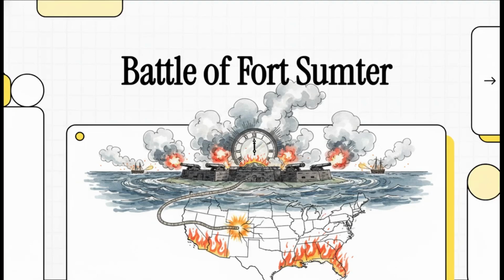Welcome to this explainer. I am so excited to dive into this one with you today. We are looking at the Battle of Fort Sumter, a ticking clock. This is the story of one of the most dramatic, incredibly claustrophobic, and consequential sieges in American history. It's not just a story about cannons firing. It's about a desperate standoff on an artificial island, a single spark that ignited a 4-year inferno. So let's jump right in and set the stage for how the American Civil War actually began.